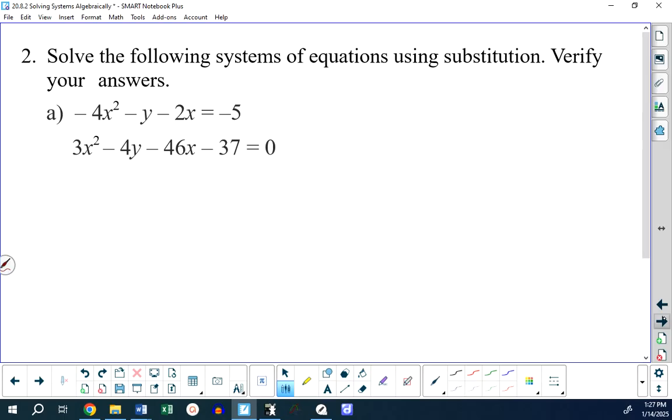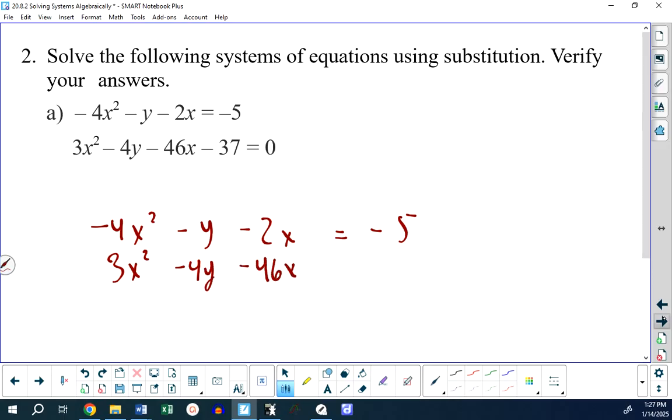The answer is because there's a negative y in there. It's very easy to rearrange that equation for y. Whereas lining everything up in elimination, let me show you something. Don't write this down. Negative 4x squared minus y minus 2x equals negative 5. 3x squared minus 4y minus 46x minus 37 equals 0. You saw what I did there?